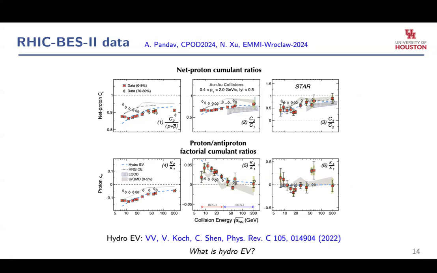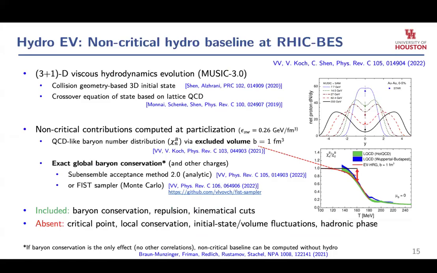But what you can see here is that mainly there is this dashed blue curve, which seems to describe the data mostly above, say, 20 GeV square root of S. And this curve is hydro EV, hydro excluded volume. So what is it exactly? Hydro excluded volume is a calculation of the non-critical expectation for proton number cumulants in heavy-ion collisions at BES energies, which we did a couple of years before.